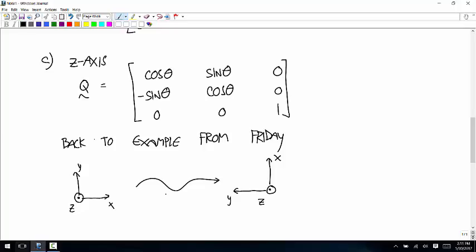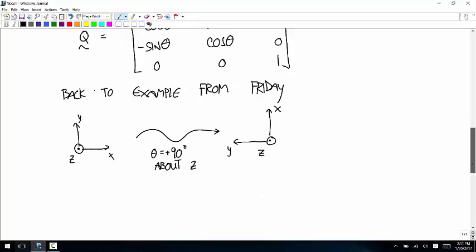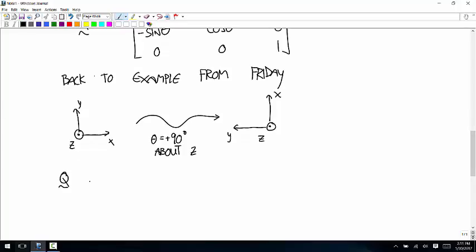So theta is positive 90 degrees about z. And so the rotation matrix is cosine of 90, that's 0. Sine of 90 is 1, 0. Then negative sine of 90 is negative 1. Cosine of 90 is 0, 0, 0, 0, 1. And that should be the rotation matrix we came up with last time. Just thinking about it a different way.